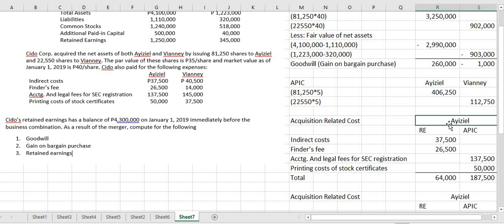Consider mo lang na since, okay, yung kay iShell, 406,250 yung excess, will be credited to additional paid-in capital, pero 187,500 lang yung stock transaction cost. So, okay, kaya pa i-absorb ni excess na APIC yung stock transaction cost kasi it's 406,250 and then 187,500. Okay, let's have kay Vianney. That's 22,550 na share times 5. That's 112,750. Okay? Na additional paid-in capital.